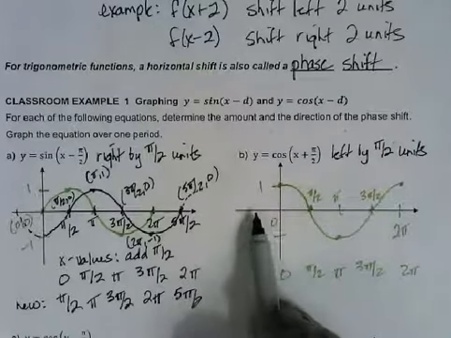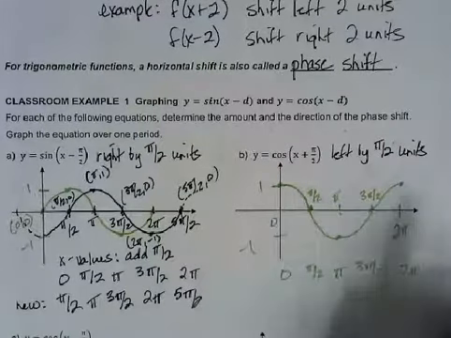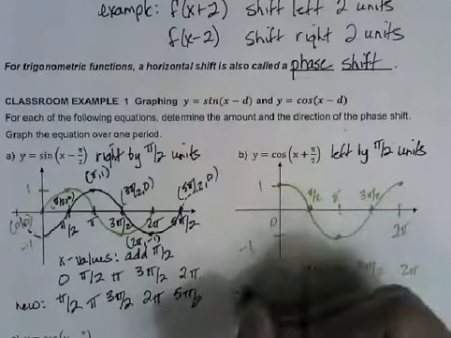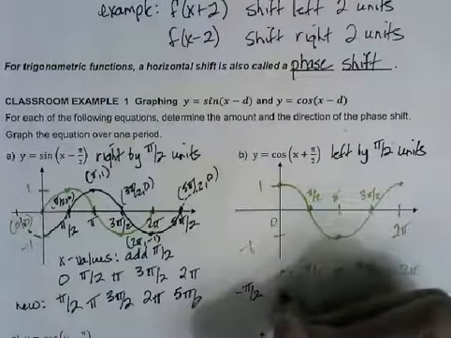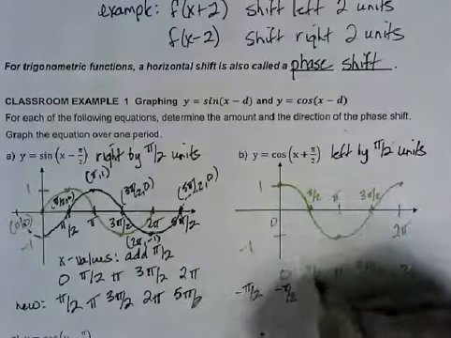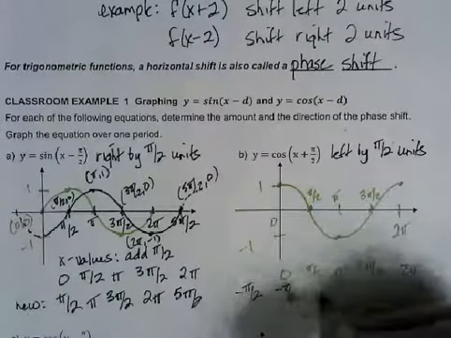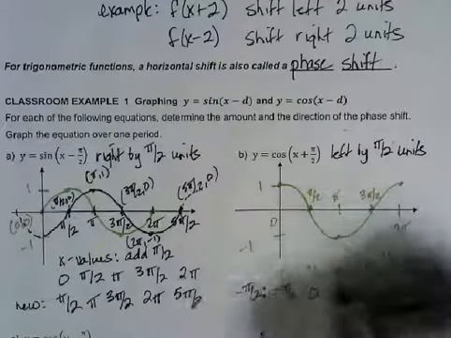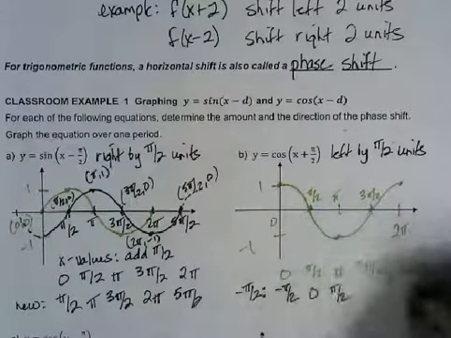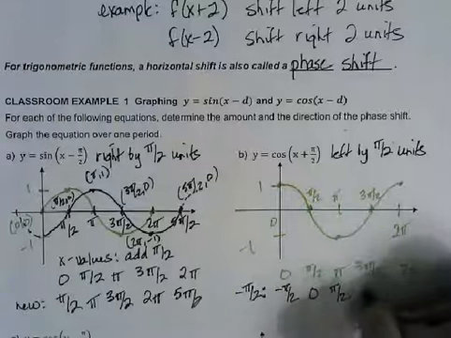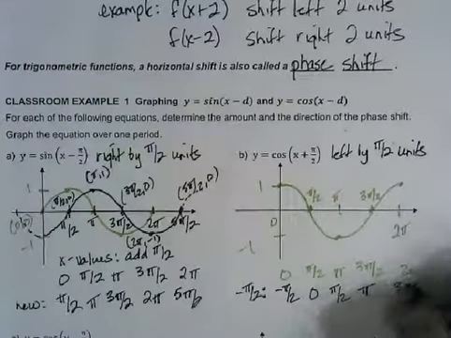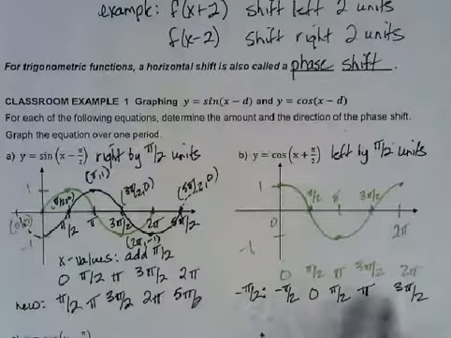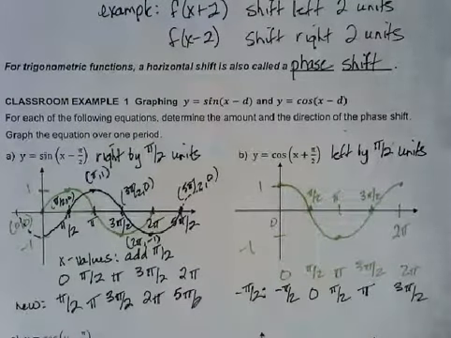To do that, I want to subtract pi over 2 from every one of these x values. So if I take each one of these and subtract pi over 2, then I'm going to go from 0 to negative pi over 2. Here, pi over 2 minus pi over 2 would give me 0. Pi minus pi over 2 is pi over 2. 3 pi over 2 minus pi over 2 would give me pi. And 2 pi minus pi over 2 would give me 3 pi over 2. Those are the new locations of my 5 key points.